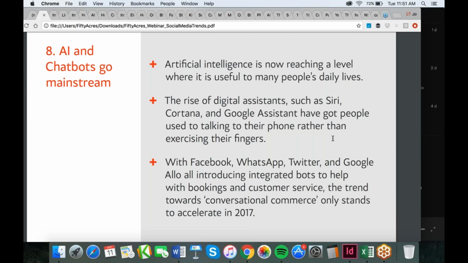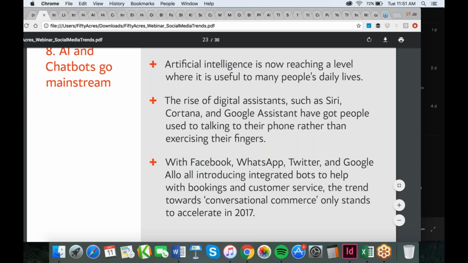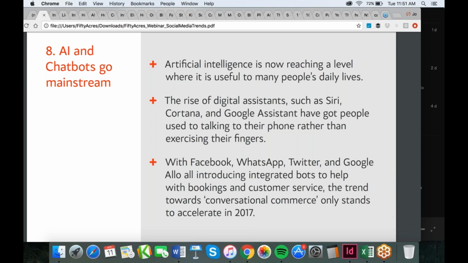And there are some really interesting AI meeting apps where you can send someone a link. They can create their own meeting with you, rather than you having to do it. You give them options of when they're available, and they book their own time with you. With Facebook, WhatsApp, Twitter, and Google Allo all introducing integrated bots to help with bookings and customer service, the trend towards conversational commerce will only accelerate in 2017. So I think that's something, if you are a business or a corporate, really getting across that would be really helpful.